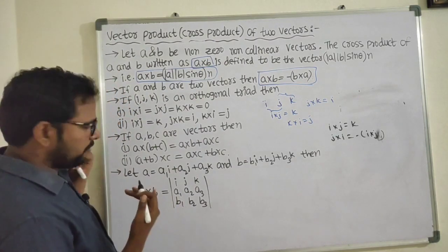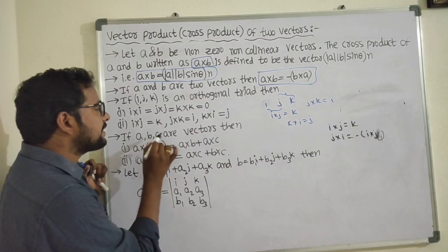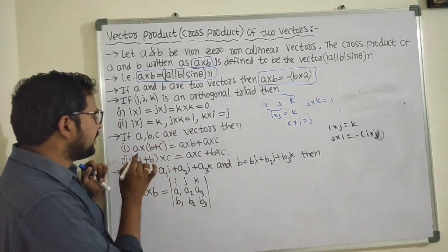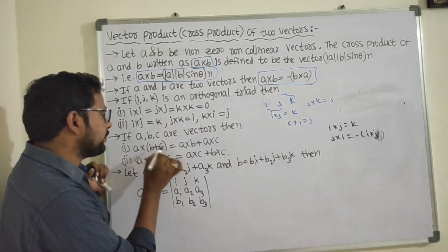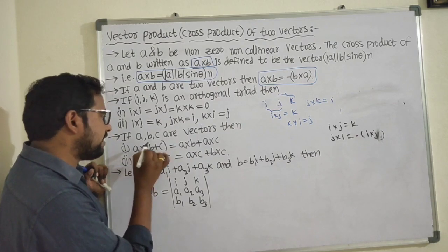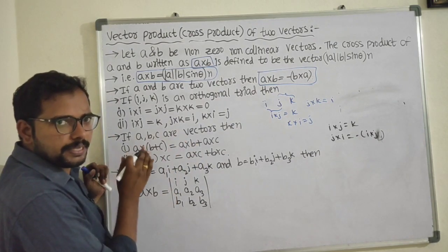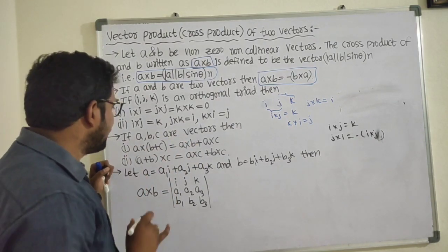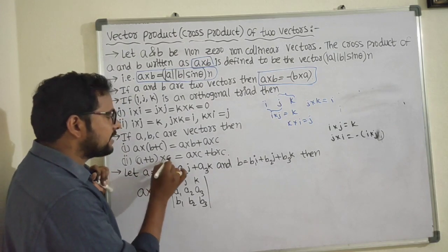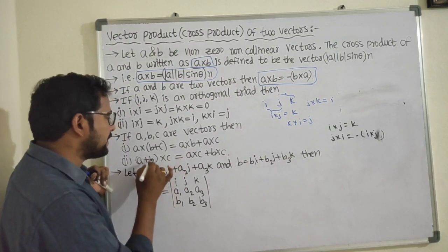Next we have a few properties. If a, b, c are vectors, then a cross (b plus c) is equal to a cross b plus a cross c, and (a plus b) cross c is equal to a cross c plus b cross c.